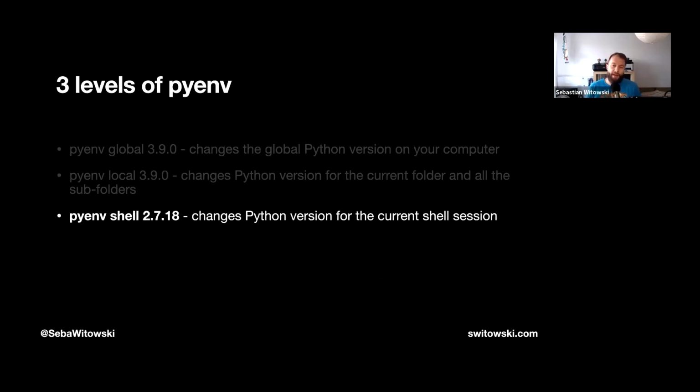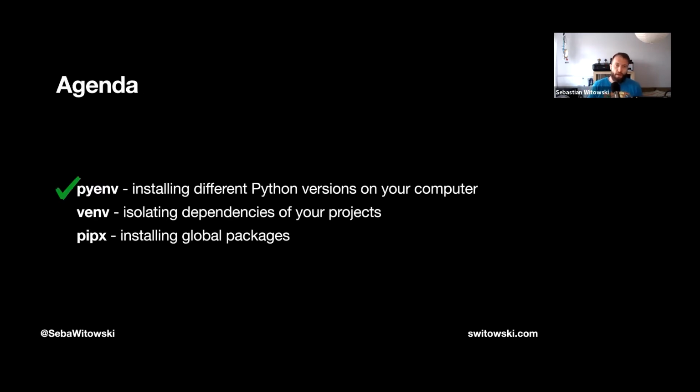And finally, we have pyenv shell that changes the Python version for your current shell session. You might want to use it in a situation where you want to temporarily change the Python version you are using. For example, maybe you want to run some code with Python 2. So all you have to do is to run pyenv shell 2.7, let's say, and now you can use Python 2. But once you open a new session in your terminal or you close this terminal, you go back to using the previous version of Python. So that's how you can easily manage Python versions on your computer.